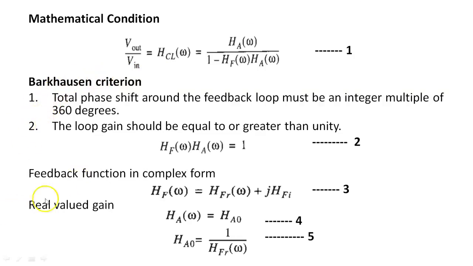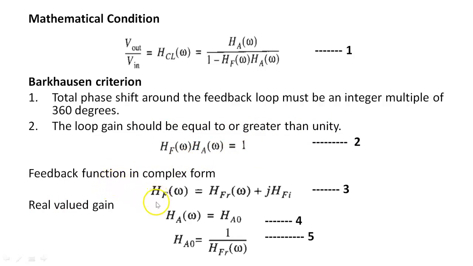The Barkhausen criteria states that for an oscillator to produce sustained oscillation at a given frequency, the total phase shift around the feedback loop must be an integer multiple of 360 degrees, and the loop gain should be equal to or greater than unity. That means HF of omega into HA of omega is equal to 1.